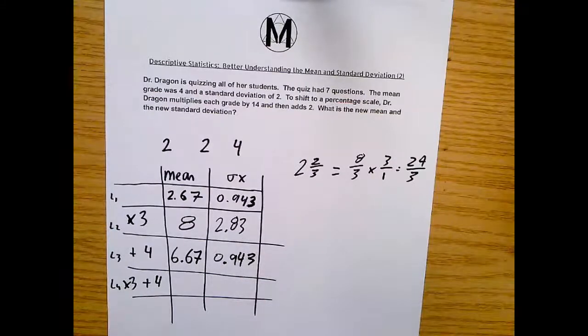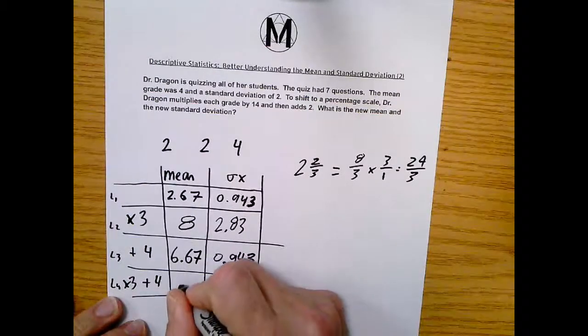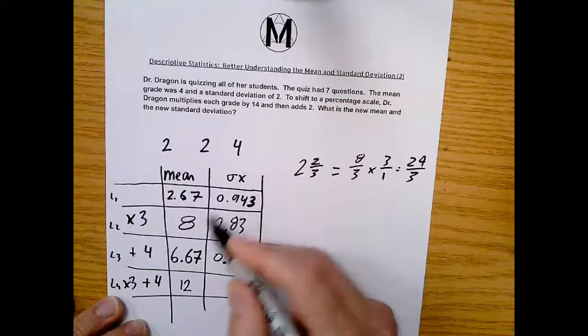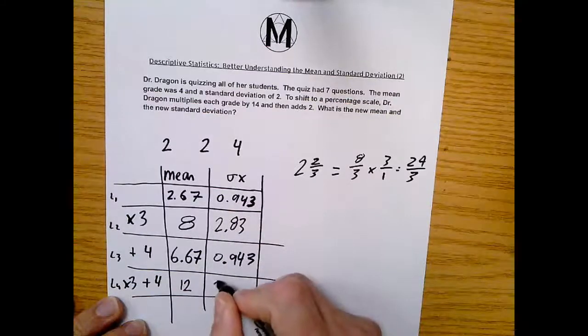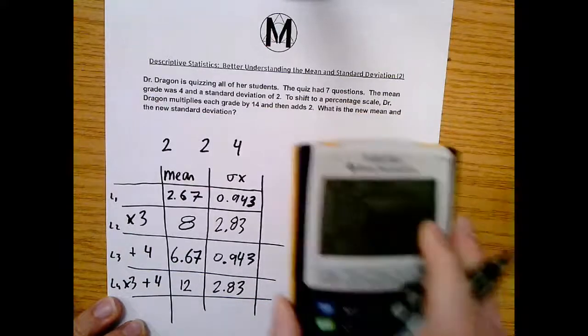So my official guesses, and if I'm wrong, I have to remake this whole video. So here we go. My official guess is the mean will end up being 8 plus 4, which is 12. This is my prediction. And I think the standard deviation will just be affected by multiplying, so it's going to be 2.83. Here we go.